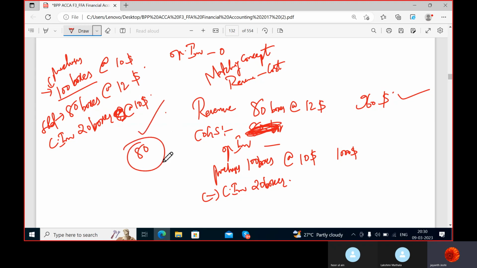Okay, so I sold 80. So definitely the revenue of 80 that I'm generating, which is $960, I'll compare with the cost of 80 boxes, and then I'll see the profits for those 80 boxes. So to get those 80 boxes, I have to remove the 20 boxes which I haven't sold, at the rate of $10. So $200. So now that gives me the cost for 80 boxes. So that is $800. So I'll put it here.